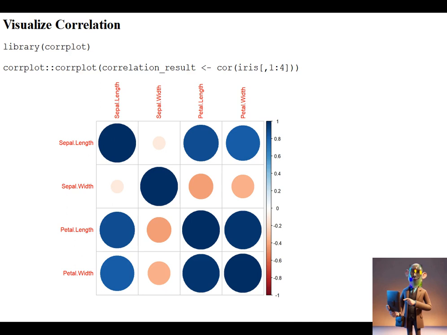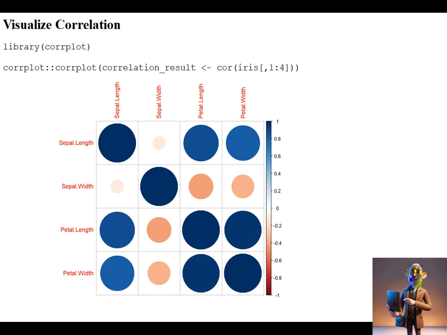Now that we've calculated the correlation coefficients using R, let's take the next step and visualize these relationships. The code snippet on this slide demonstrates how to create a correlation plot using the corrplot library in R. Let's break down the R code. In this script, we first load the corrplot library, which is a fantastic tool for visualizing correlation matrices. Then we use the correlation coefficients we calculated earlier for columns 1 to 4 of the iris dataset. The corrplot function takes care of the rest, creating an insightful correlation plot.